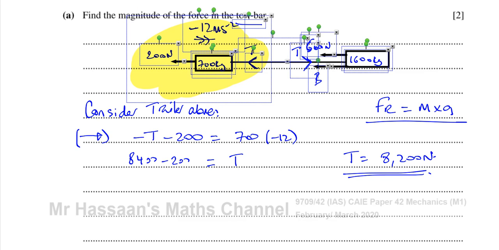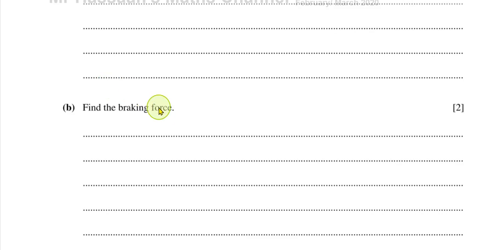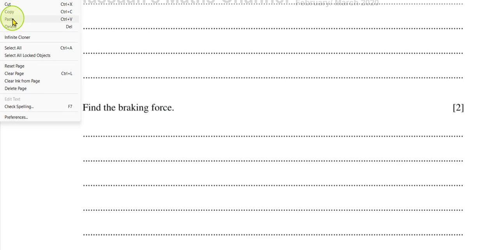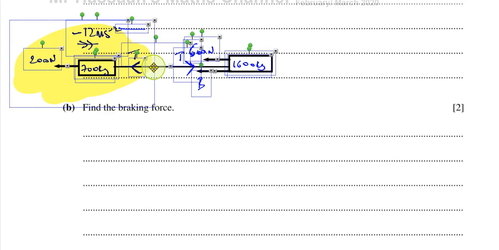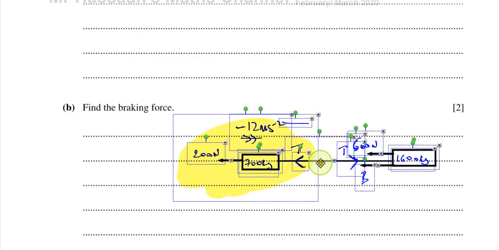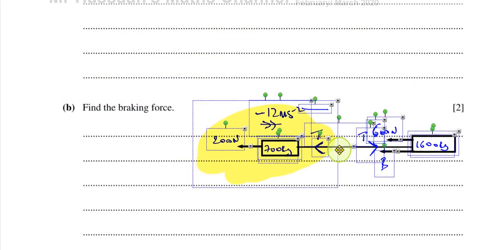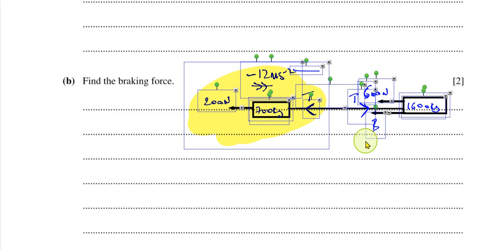I'll take all of this, copy it, and I'll paste it down here. Okay, I'll just put it above. Okay, so we got all of this. All right, we want to find the braking force. So I'll put it over here so it's in the right place.